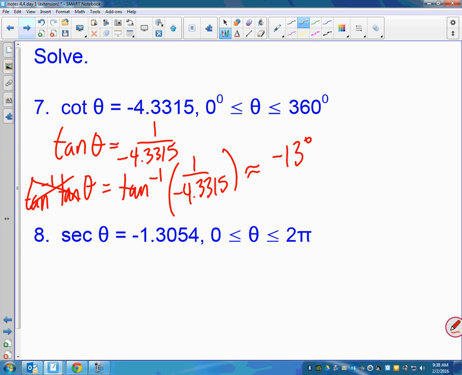Oh yeah, it says to give my answer from 0 to 360, but my calculator gave me a negative angle. So how can I make this negative angle a positive angle? Yeah, coterminal angle. Think about negative 13 degrees going in this direction. All I have to do is add 360 to make it the positive direction. So if your calculator gives you a negative degree, which it will if it's in quadrant 4, you're just going to add 360 to that, which means we get an answer of 347 degrees.